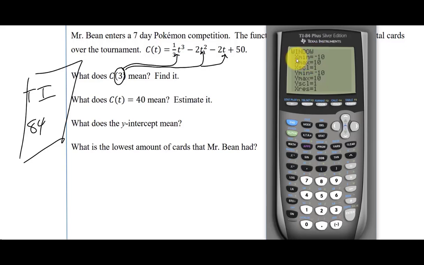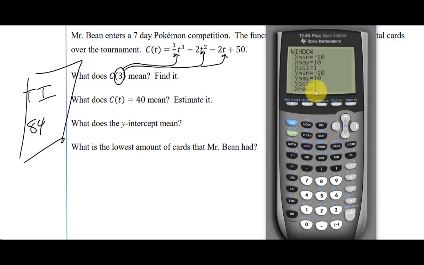So for instance, if the x min was 1,000 and x max was 1,000,000, do you want to count by ones from 1,000 to 1,000,000? No, you're going to change that count number. Y min is the smallest on the y. Y max is the biggest on the y. Y scale, again, is the counting of the y's between the min and max. And then X res, always keep that at 1. I don't even know what it does, but don't mess around with it. Keep it at 1, please.